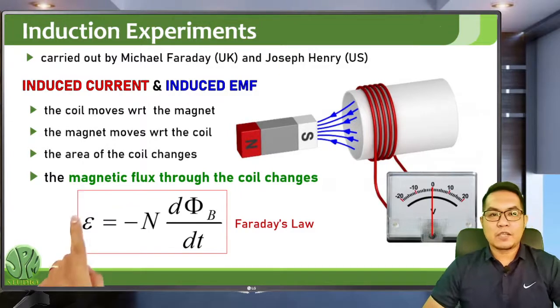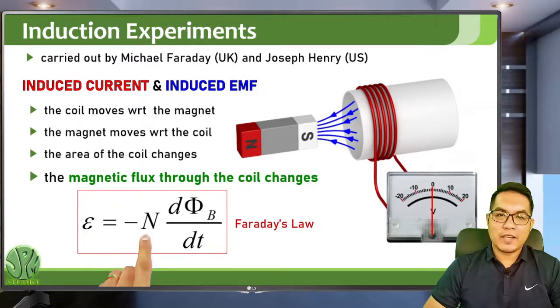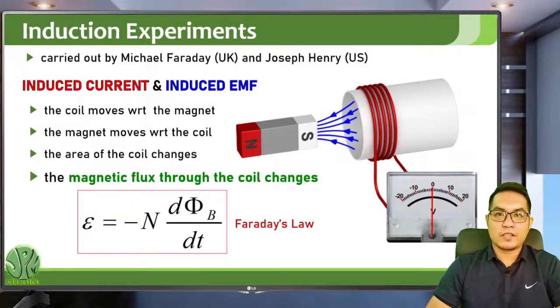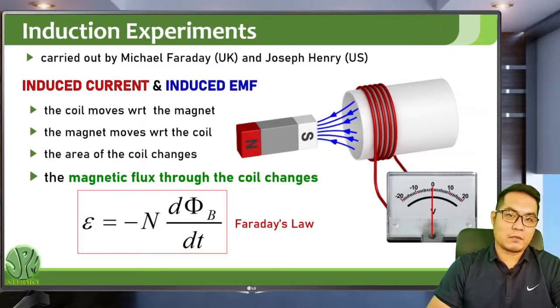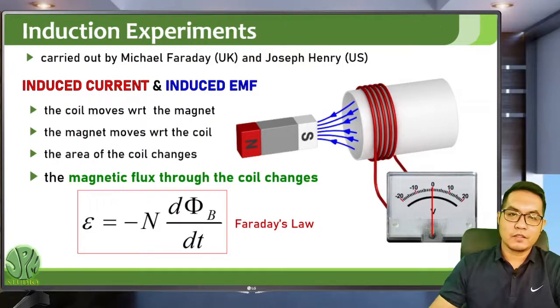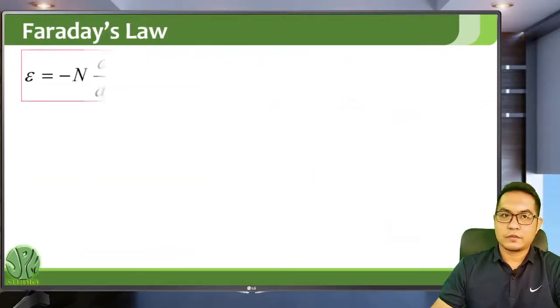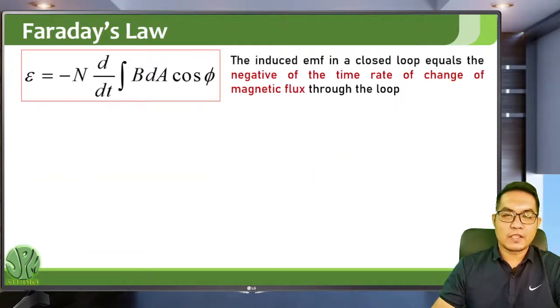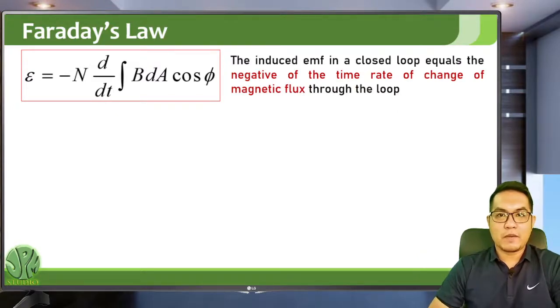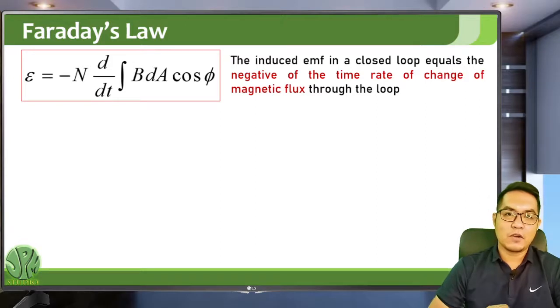The induced EMF is given by negative N d phi dt, where N is the number of turns in the loop, and d phi dt is the change in magnetic flux with respect to time. And this is what we call Faraday's law. Faraday's law states that the induced EMF in a closed loop equals the negative time rate of change of the magnetic flux through the loop.